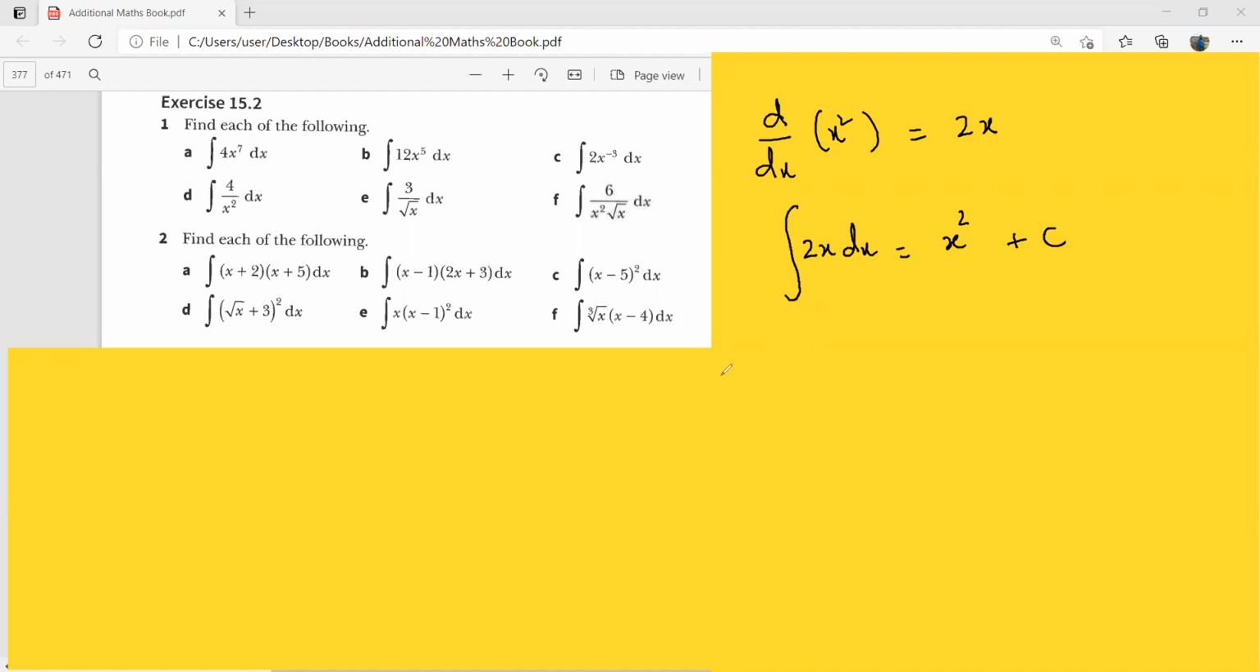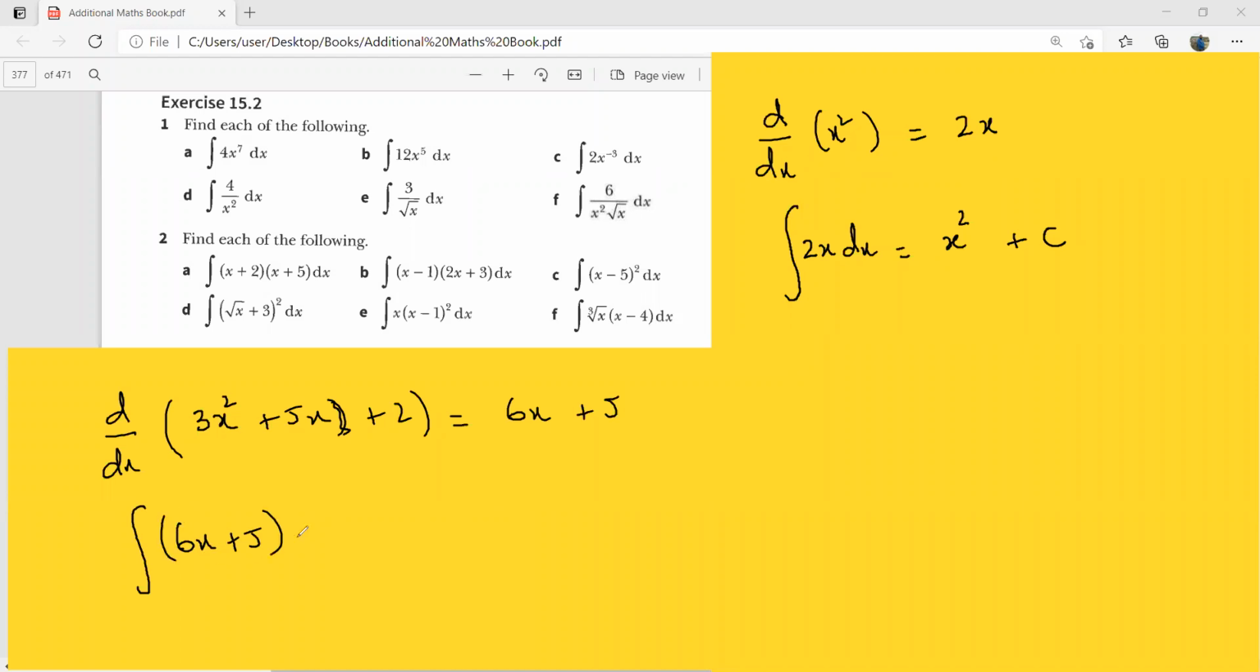Now suppose you are going to differentiate 3x square plus 5x, and then plus 2, okay? When you differentiate this, you get 6x plus 5. And now if you integrate this 6x plus 5, all of it, this should be equal to 3x square plus 5x and then plus c.